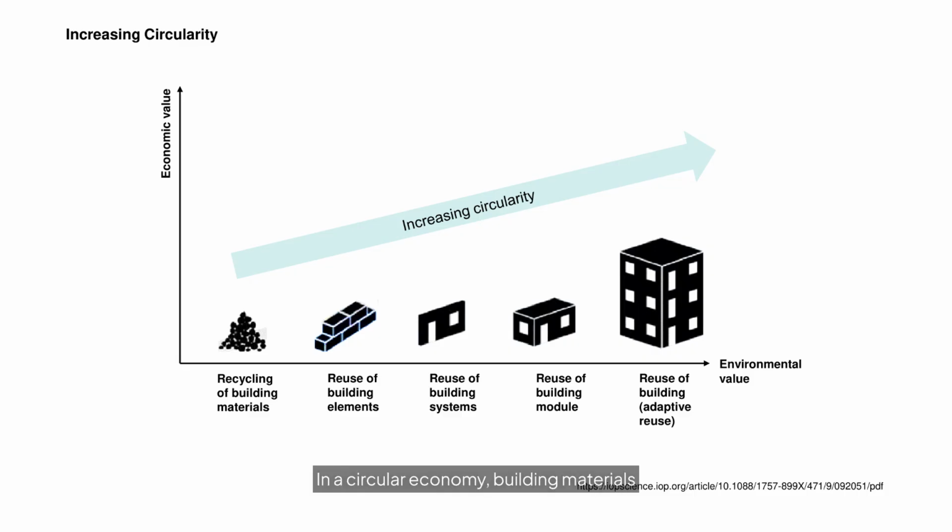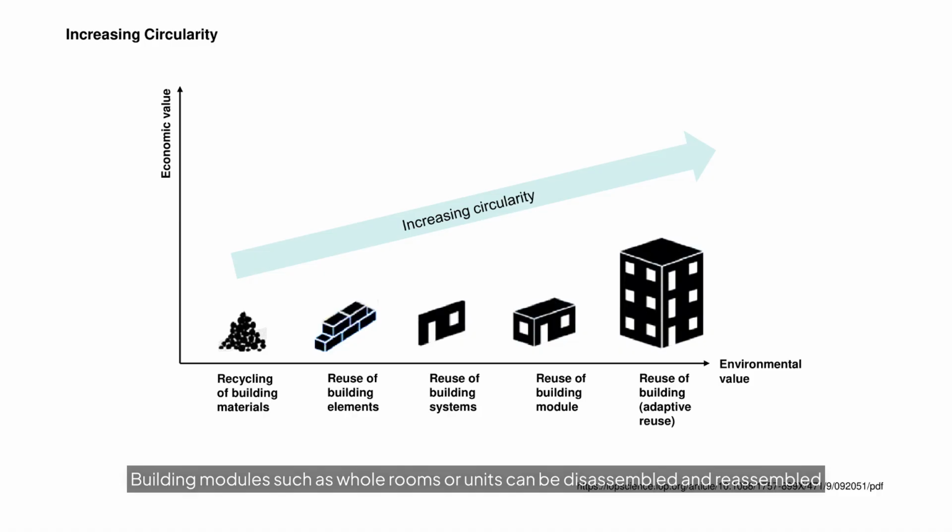In a circular economy, building materials such as crushed concrete and gypsum boards could be recycled to create new construction materials. Building elements such as used bricks and used windows can be reused to produce recycled or reused materials for renovation and new construction. Building systems such as used facade systems and structural frames could be reused for new facade claddings and structures elsewhere. Building modules such as whole rooms or units can be disassembled and reassembled to form new building modules for adaptive reuse or new construction.